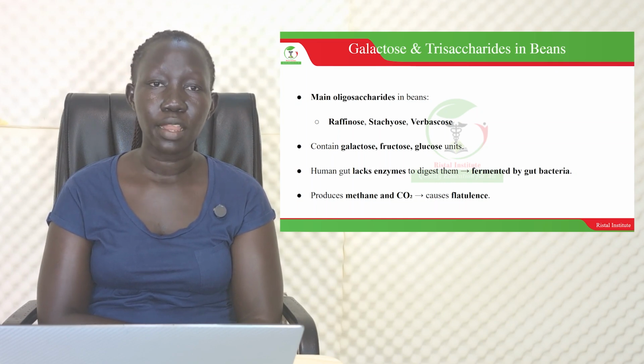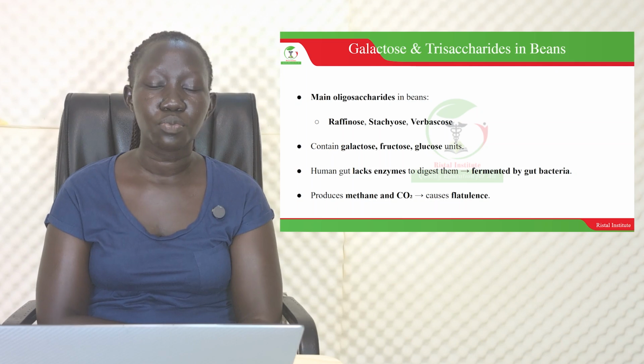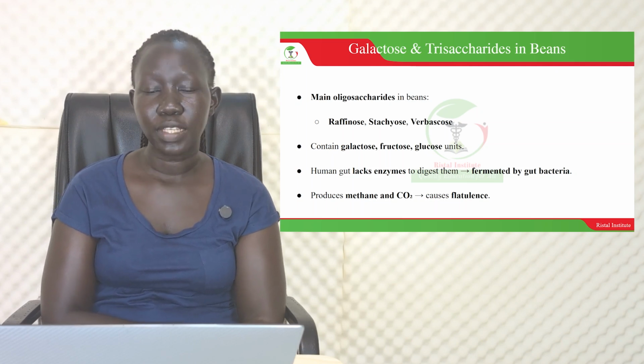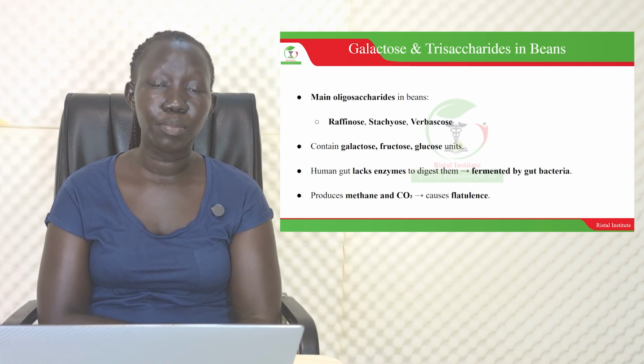Fiber cannot be broken down by the enzymes in the digestive tract, but it can be fermented by the gut microbiota, or the gut bacteria. This leads to production of chemical products such as methane and carbon dioxide, and this causes flatulence in the body. This is very typical of beans.